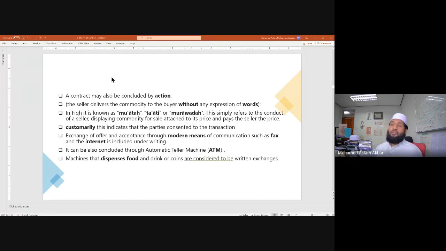Yes. A contract may also be concluded by action. You don't have to speak. You just see each other, and it is called mu'ata. For example, this is what is happening today, like cash and carry. You go to the supermarket, you go around, you choose the products that you want, you put those things in your trolley, and then you drag your trolley until the cashier.